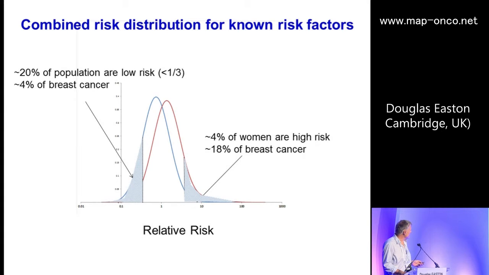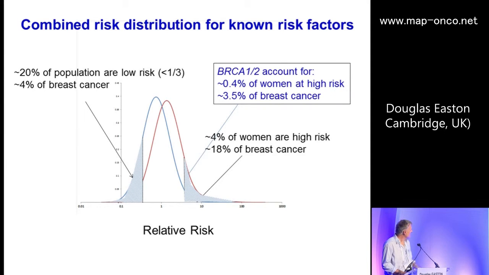At the other end of the scale, you can identify about 20% of the population who have a risk less than a third of the general population risk, and they account for only about 4% of breast cancer. And you could argue that these women, and has been argued, shouldn't really be screened at all. And just by way of comparison, BRCA1 and 2 mutations account for only about 0.4% of the population. So putting this all together, you can essentially increase the number of women who are defined at high risk by about 10-fold.